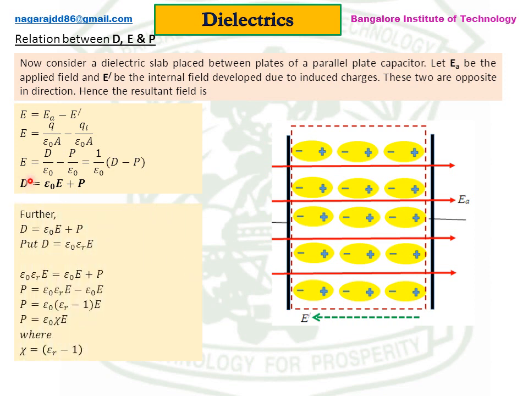Further, I recall this equation, D equals epsilon naught E plus P. Put D which is equal to epsilon r epsilon naught E. Then, this equation becomes epsilon r epsilon naught E equals epsilon naught E plus P. Rearrange the terms, then P equals epsilon r epsilon naught E minus epsilon naught E. Take epsilon naught common factor, we have epsilon naught into epsilon r minus 1 into E. But we know P is given by epsilon naught chi into E. So when you compare these two equations, chi must be epsilon r minus 1. So chi is equal to epsilon r minus 1.